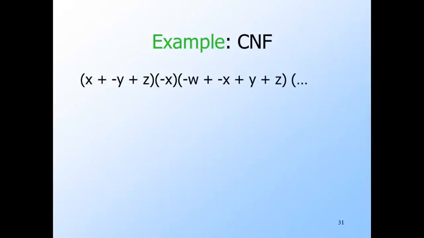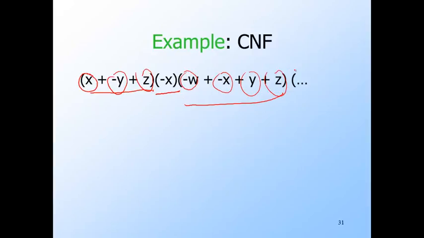Here's an example of a CNF expression. The first clause is x or not y or z. That is, x, not y, and z are each literals. The second clause is just not x. That's okay. A clause can be the OR of only one literal. The third is the OR of four literals, which are not w, not x, y, and z.